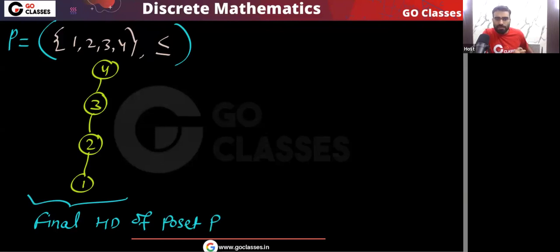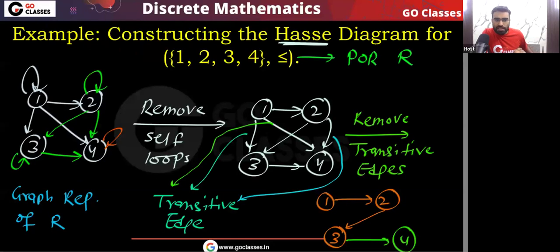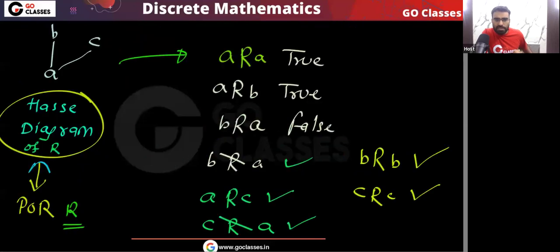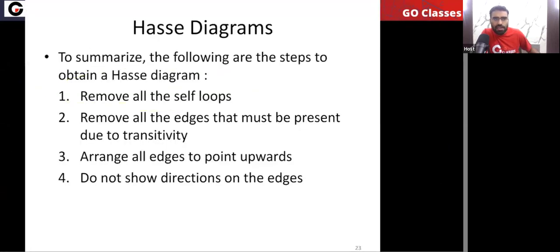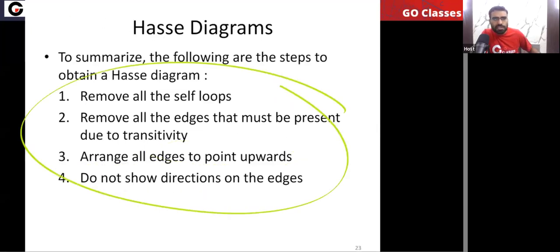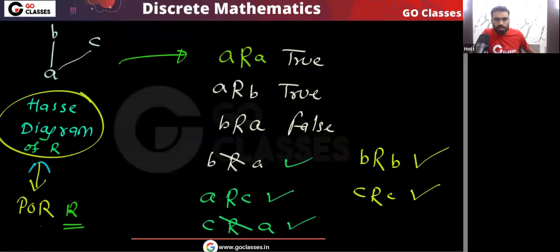So it's a very simple point. I'm just explaining how to create the hash diagram. To create the hash diagram, these are very simple things. Remove all the self loops, remove all the transitive edges, put all the edges in the upward direction, and do not show the directions on the edges. These are the 4 things that you have to apply, and you will get your hash diagram.